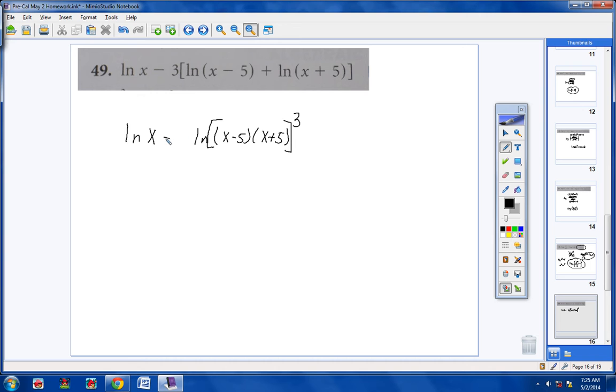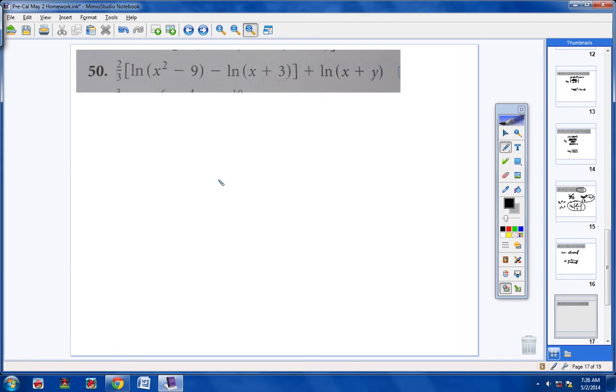And now I have a subtraction sign here, so I'm going to write the natural log of x over x minus 5, x plus 5, all of that to the third power. And that is your correct answer. I don't see them wanting you to take that any further. In my opinion, that would be a ton of work, and so this should be sufficient. Okay? All right, moving on to number 50.